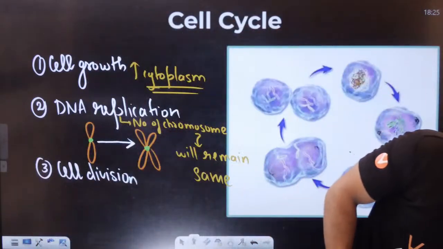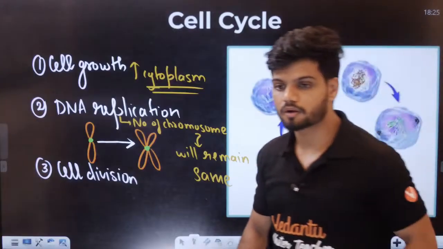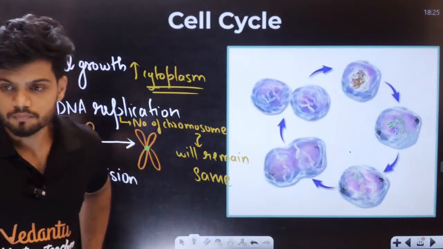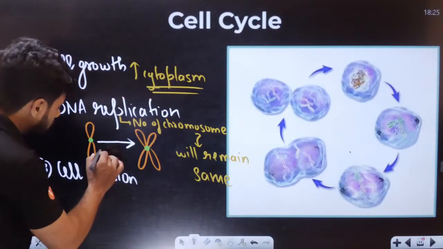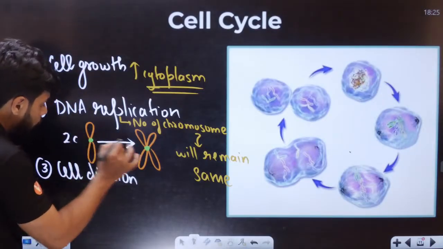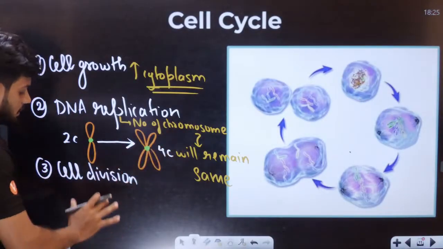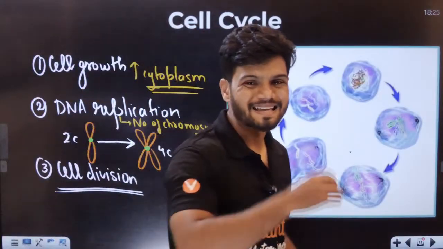Students, how many of you understood the concept? All of you understood? Yes or no? So the DNA content becomes 2C to 4C, but the number of chromosomes remains the same. The last step is called cell division, students.